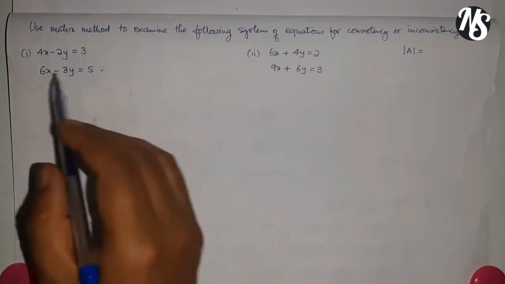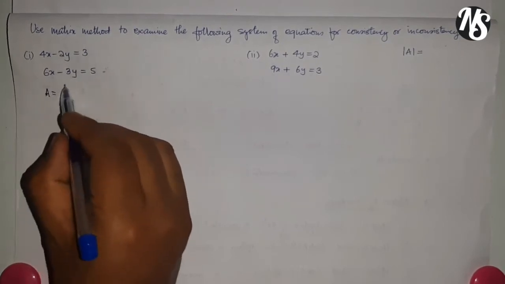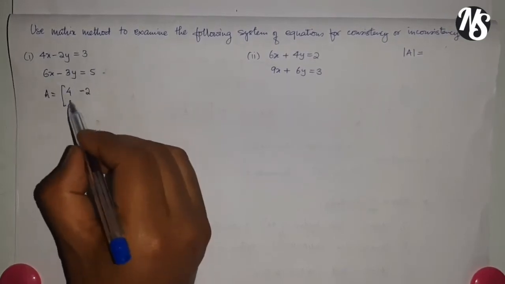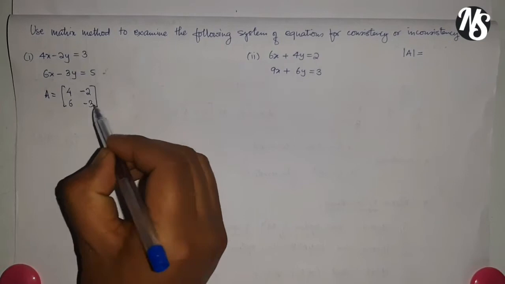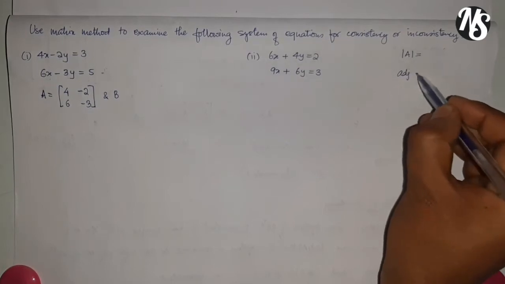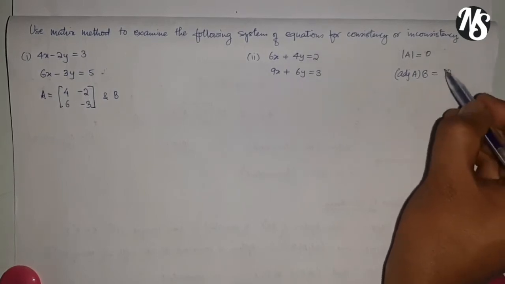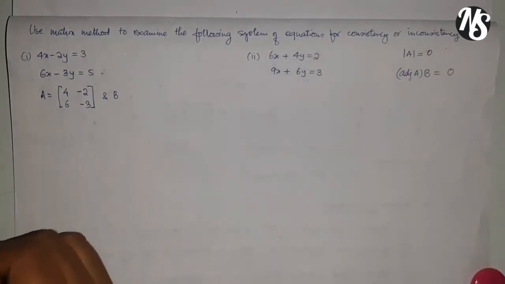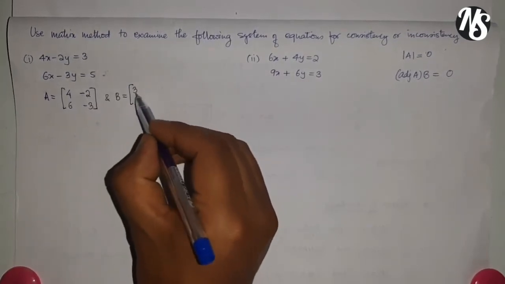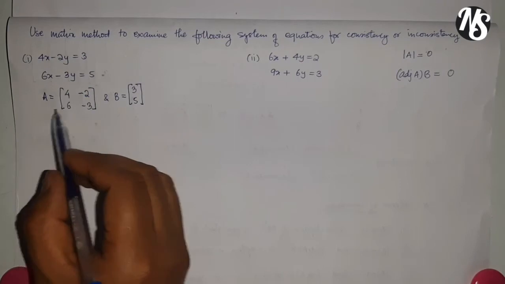Now let's see the first case here. Matrix A is the matrix of coefficients, remember, 4, minus 2, 6, minus 3, so this is your matrix A. And what is matrix B? Because we have another condition also to be checked, that is adjoint of A into B, whether this is equal to a 0 matrix or not equal to a 0 matrix. That's why let's write what matrix B is. Matrix B is 3 and 5, so this is my column matrix containing 3 and 5. Now let's find what is determinant of A.